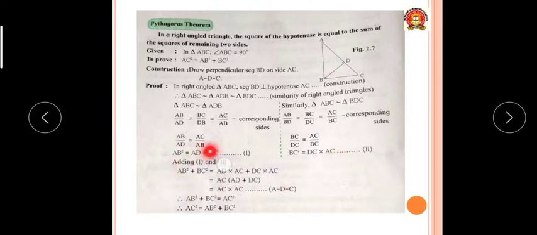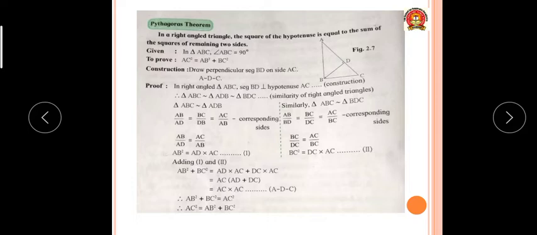Therefore, by adding the first and second equations, you will get AB square plus BC square is equal to AD into AC plus DC into AC. AC is common in the bracket: AD plus DC. What is AD plus DC? It is AC. Therefore, AC into AC, that is AC square, and hence the theorem is proved.